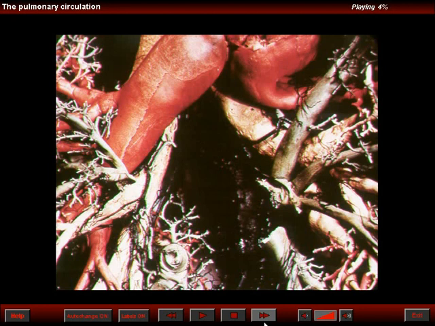In this cast corrosion preparation, we note in the close-up the large pulmonary arteries, the white tracheobronchial tree, and the black vessels represent the bronchial arteries. The green vessels represent the bronchial veins. The blood supply to the tracheobronchial tree is drained primarily by the bronchial veins. And the bronchial veins end in the azygos system.